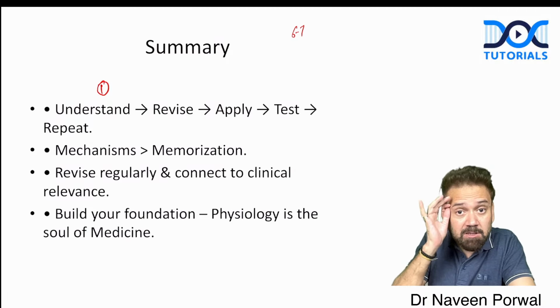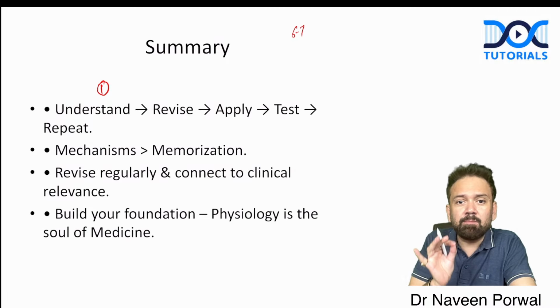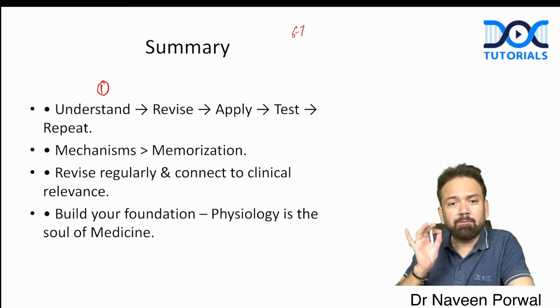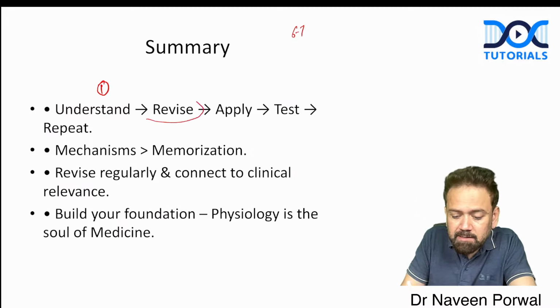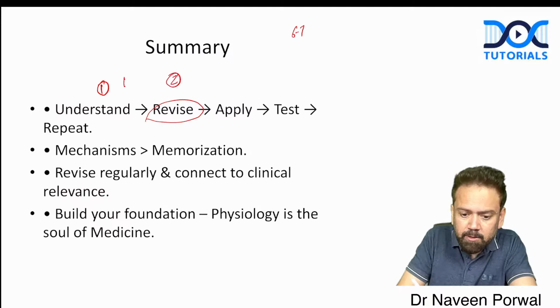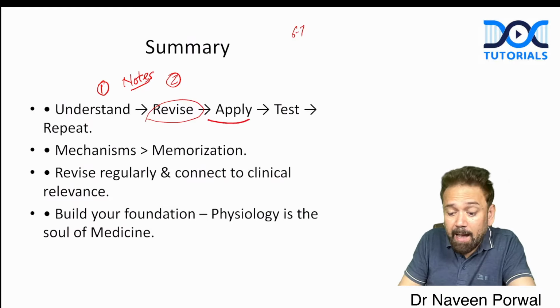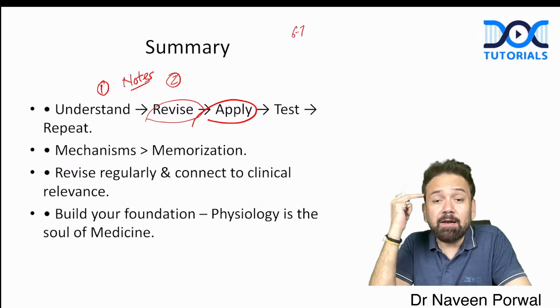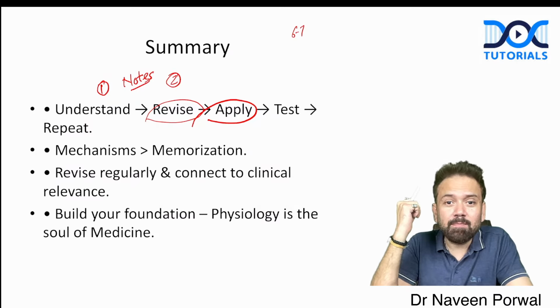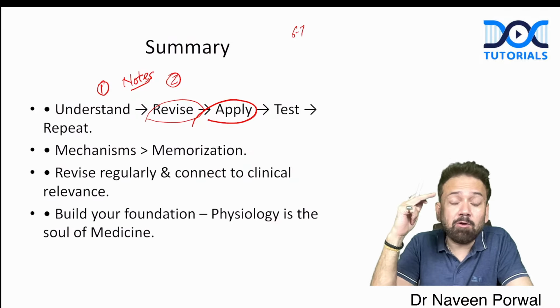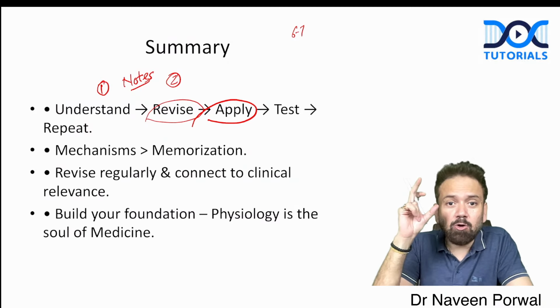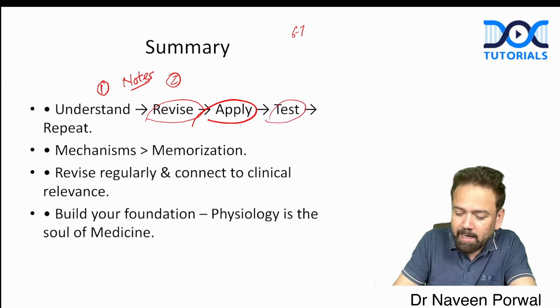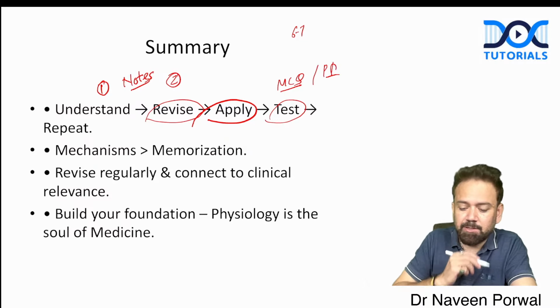Number one is understand the topic. Today I am reading hypothalamus. It will take 1 day, 2 days, 3 days. Second, revision. And for revision, what is important? Notes are important. Then application, clinically. What will happen if a lesion of the anterior nucleus happens? Application to the clinical. What is the Papez circuit? What is the limbic cortex? Then test, by doing MCQs or past papers, then repeat.